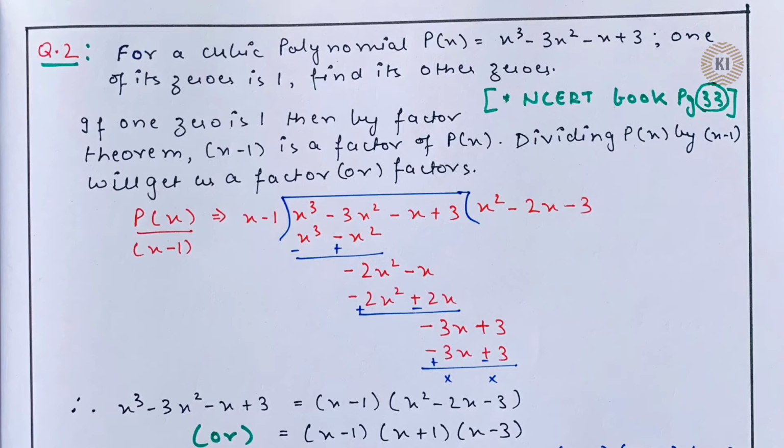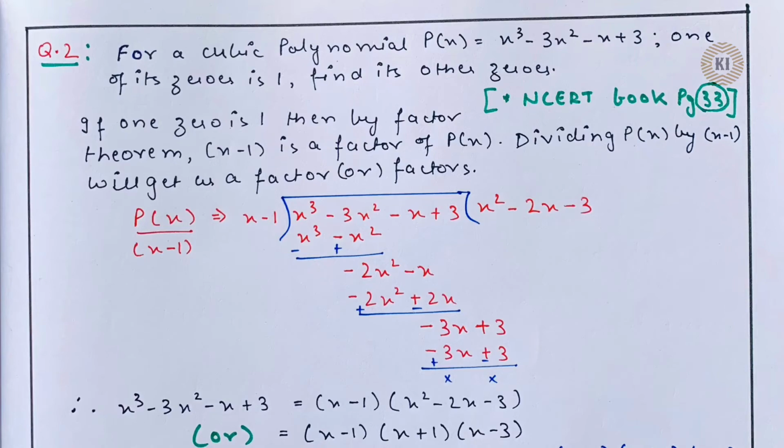So what does this mean? This means that for the polynomial given to us, x cube minus 3x square minus x plus 3, one factor was x minus 1. The second factor is whatever the quotient is, so the second factor will be x square minus 2x minus 3. Now this x square minus 2x minus 3 can be factorized further, and if you factorize it by splitting the middle term, you will get x plus 1 and x minus 3. So the three factors are x minus 1, x plus 1 and x minus 3.